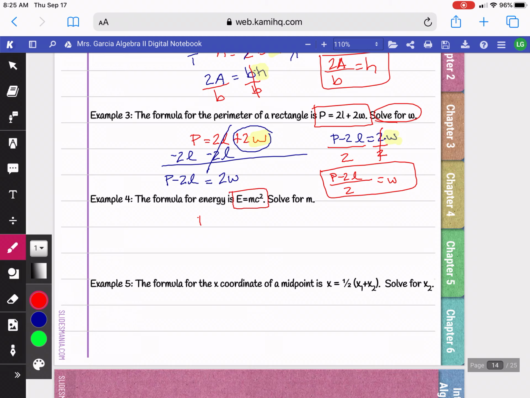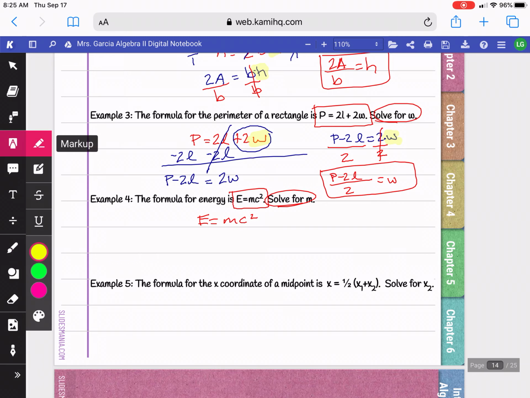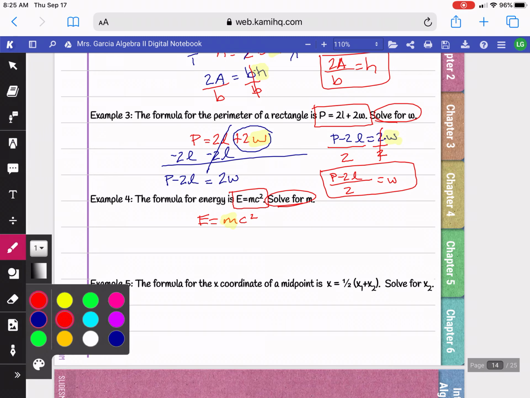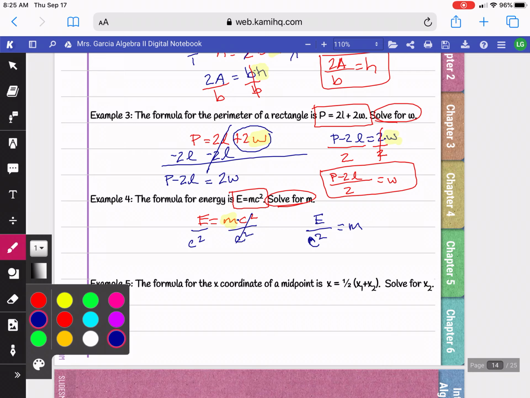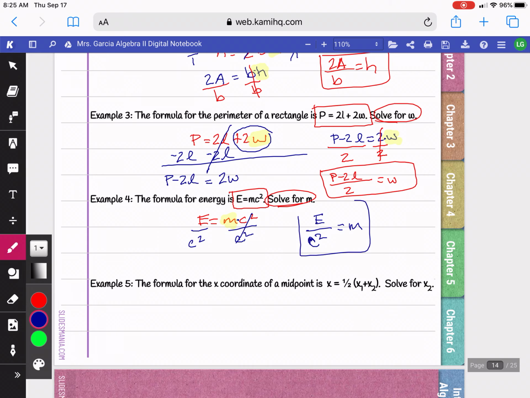This next formula is for energy. We have E equals mc squared, and we're solving for m. Right now, m's being multiplied by c squared. The opposite of multiplying would be to divide. So instead of times c squared, we can divide c squared. And what you do to one side, you do to another. So E over c squared would equal m. This is a formula for energy. M stands for mass. So in other words, if you wanted to take the mass, you would take your energy and divide it by c squared.